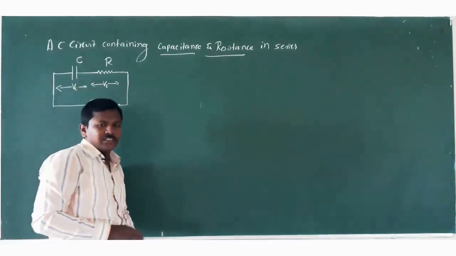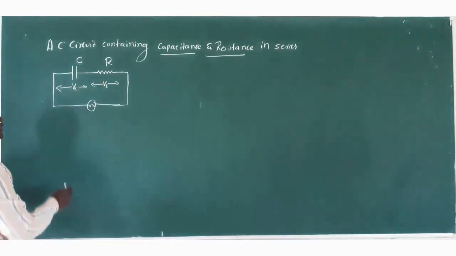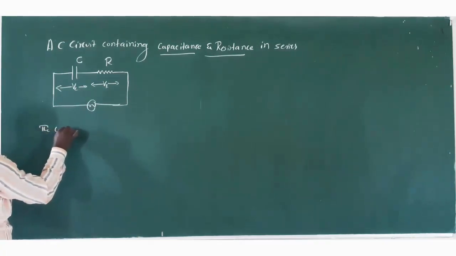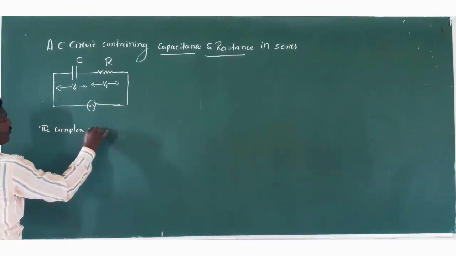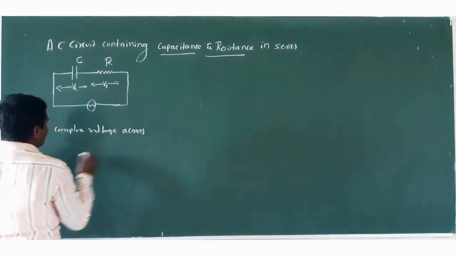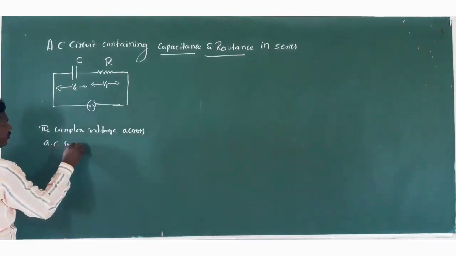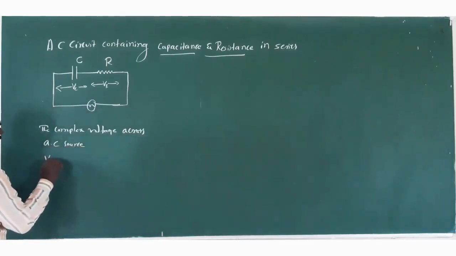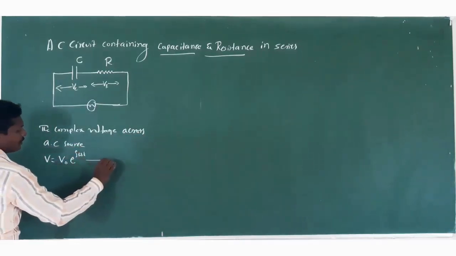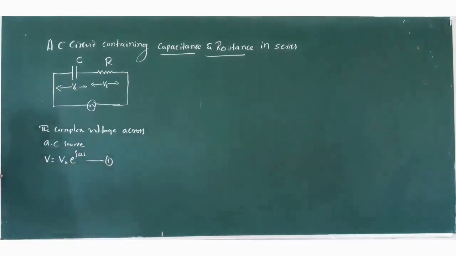We know that the complex voltage across an AC source can be represented by V is equal to V naught e raised to j omega t. Let us consider this one as equation number 1.